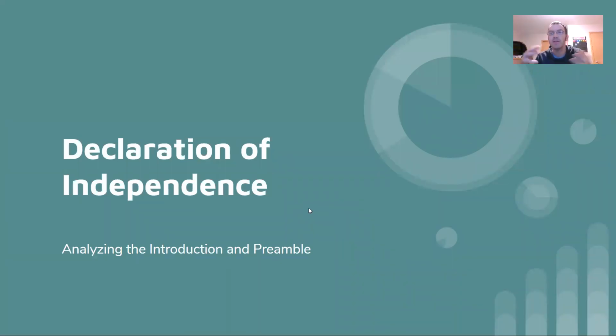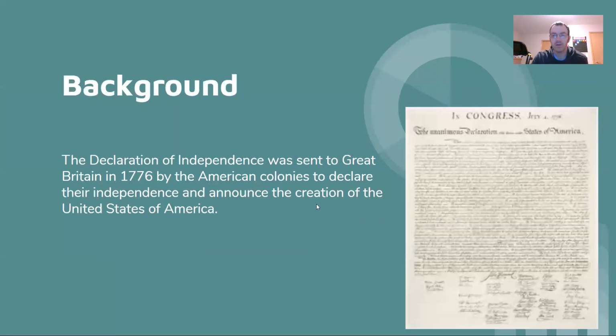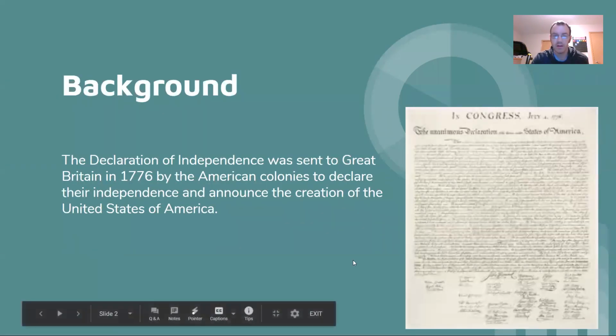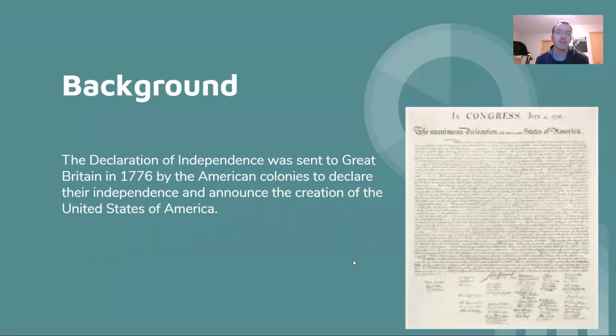Today, we are going to begin our look at the Declaration of Independence. Specifically, we're going to look at the introduction and the preamble, the first two parts that really set this document up. When you think about the Declaration, a little background, obviously you covered this hopefully in 8th grade, but the Declaration of Independence was sent to Great Britain in 1776 by the American colonies to declare their independence and announce the creation of the United States of America. So this was the beginning of the journey for the United States to become a free country.